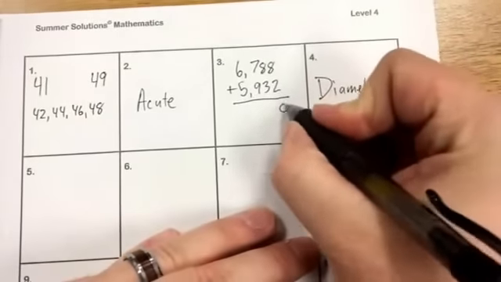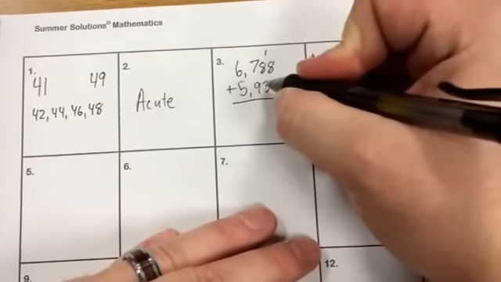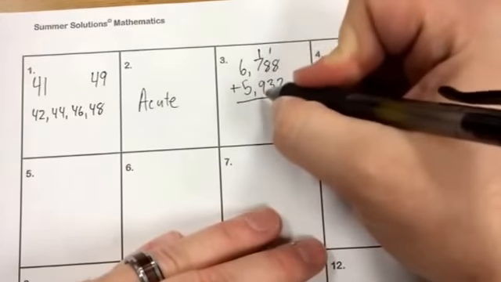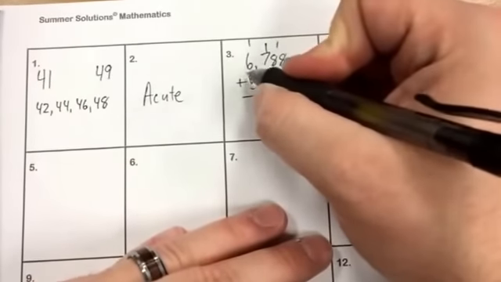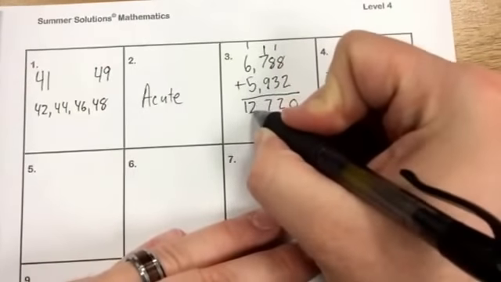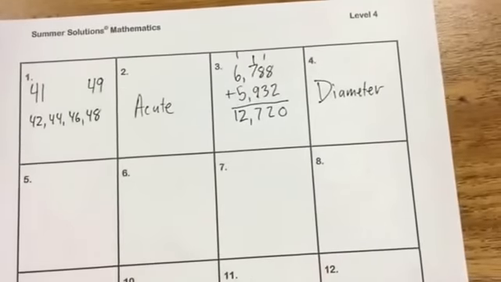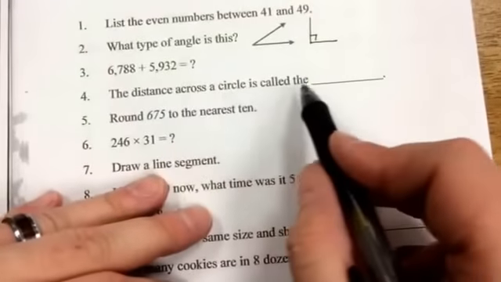8 plus 2 is 10. 8, 9, 10, 11, 12. 9, 10 plus 7 is 17. 6, 7, 8, 9, 10, 11, 12. So I get 12,720. And then number four says the distance across a circle is called the diameter.